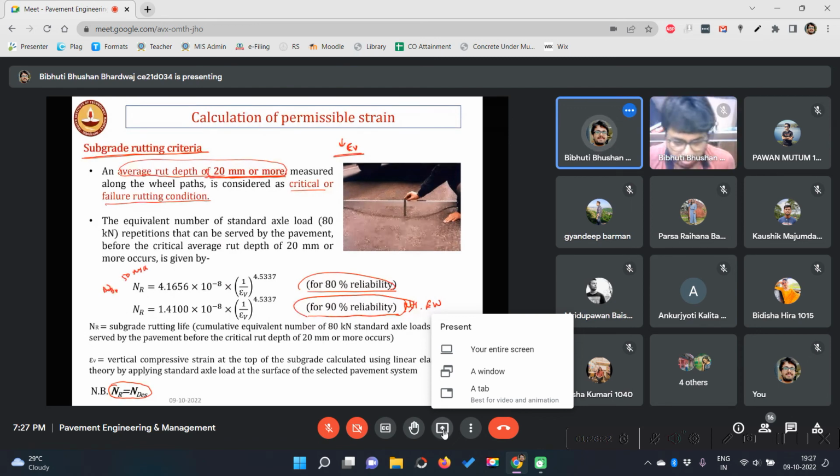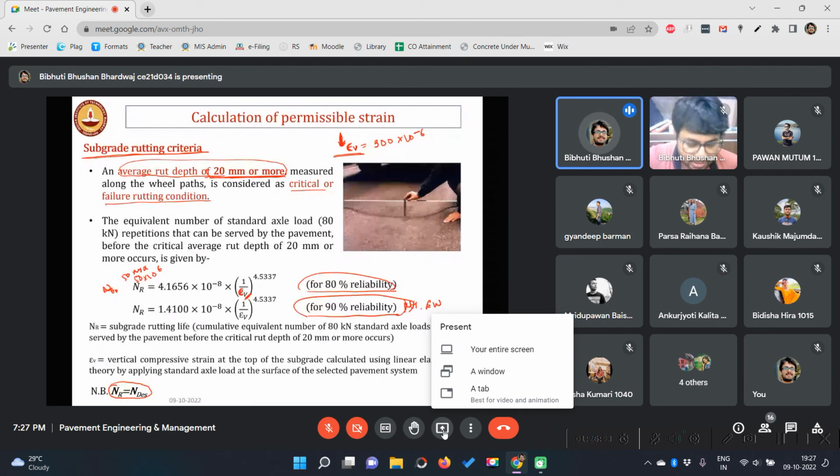50 MSA is our requirement. So you put 50 into 10 to the power 6 here, and you will know what the limiting epsilon value should be so that the pavement doesn't fail. That is the threshold limit we discussed yesterday, that you should limit epsilon V. Suppose it's coming as 300 into 10 to the power minus 6.